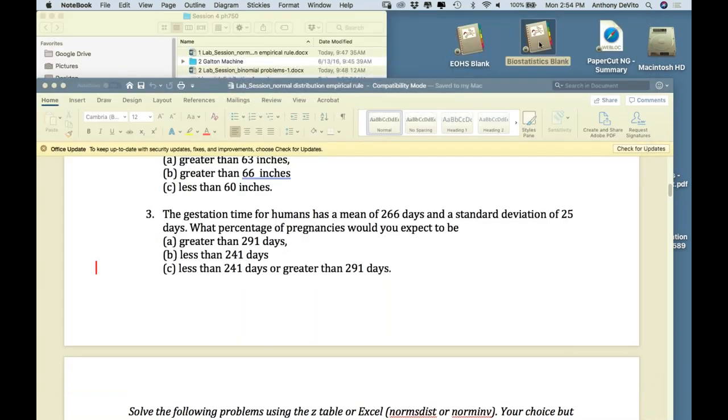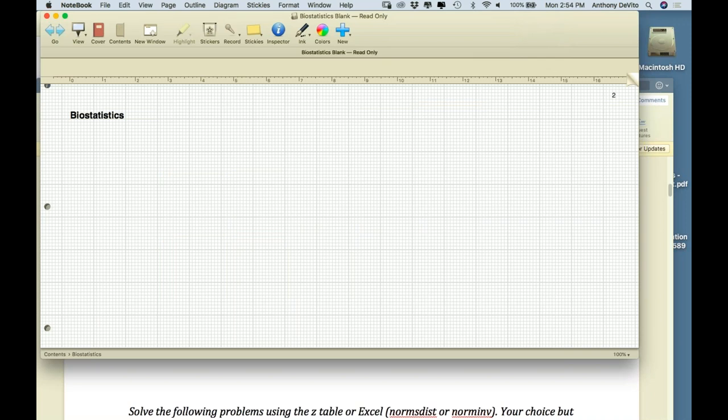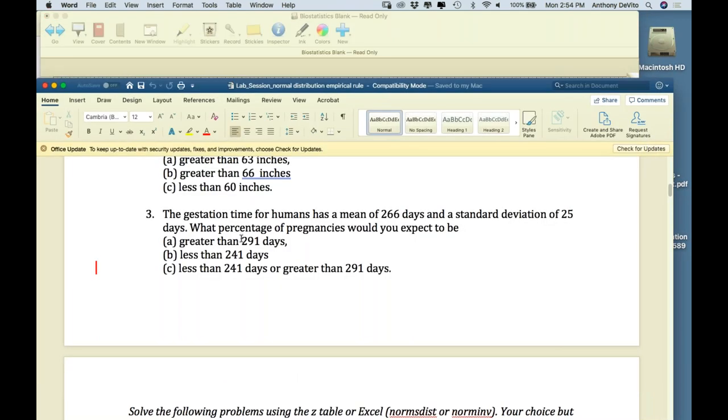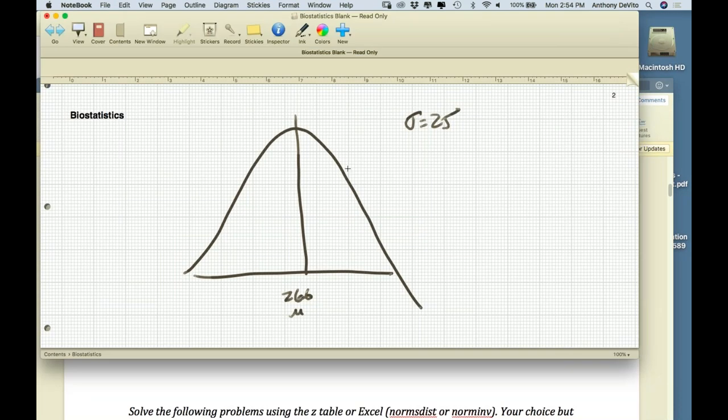And what was it? We said 266 and 25. Okay, so making believe it's a normal distribution, mean is 266 and standard deviation is equal to 25. So the question was, what percentage of pregnancies would you expect to be more than 291 days? Okay, more than 291 days.